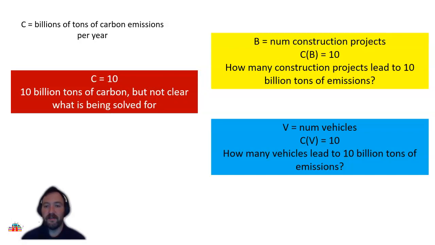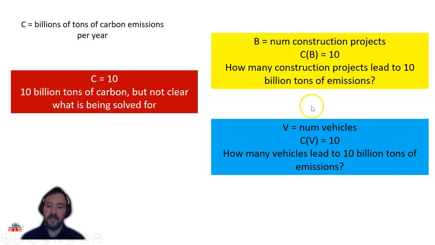On the other hand, if B is the number of construction projects, say, per year, and I say C of B equals 10, now you can actually make some sense of it, because it's saying find the value of B, the number of construction projects, which contribute 10 billion tons of emissions of carbon, right? Or, for example, V might be the number of vehicles, right? How many vehicles lead to 10 billion tons of emissions would be captured by this equation, C of V equals 10.